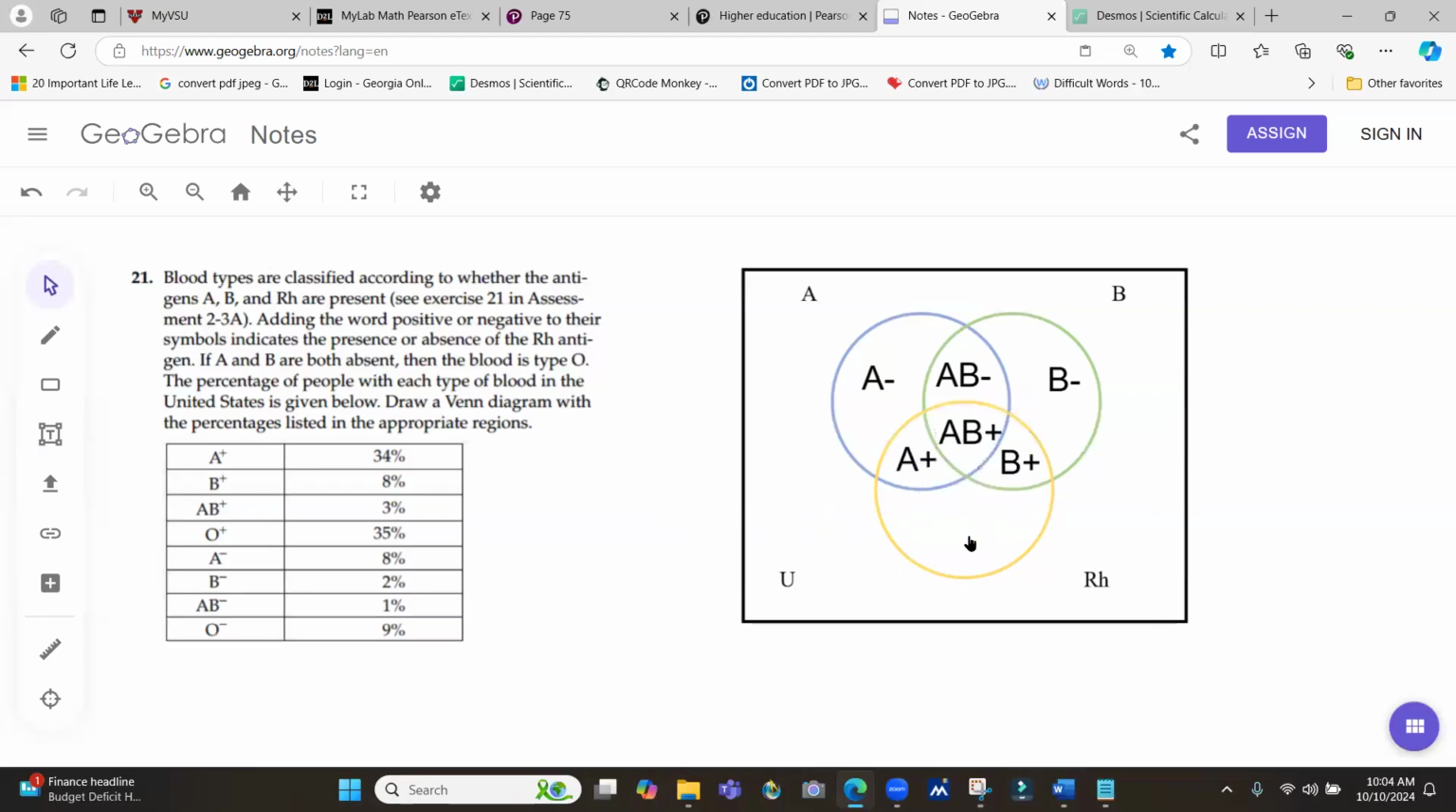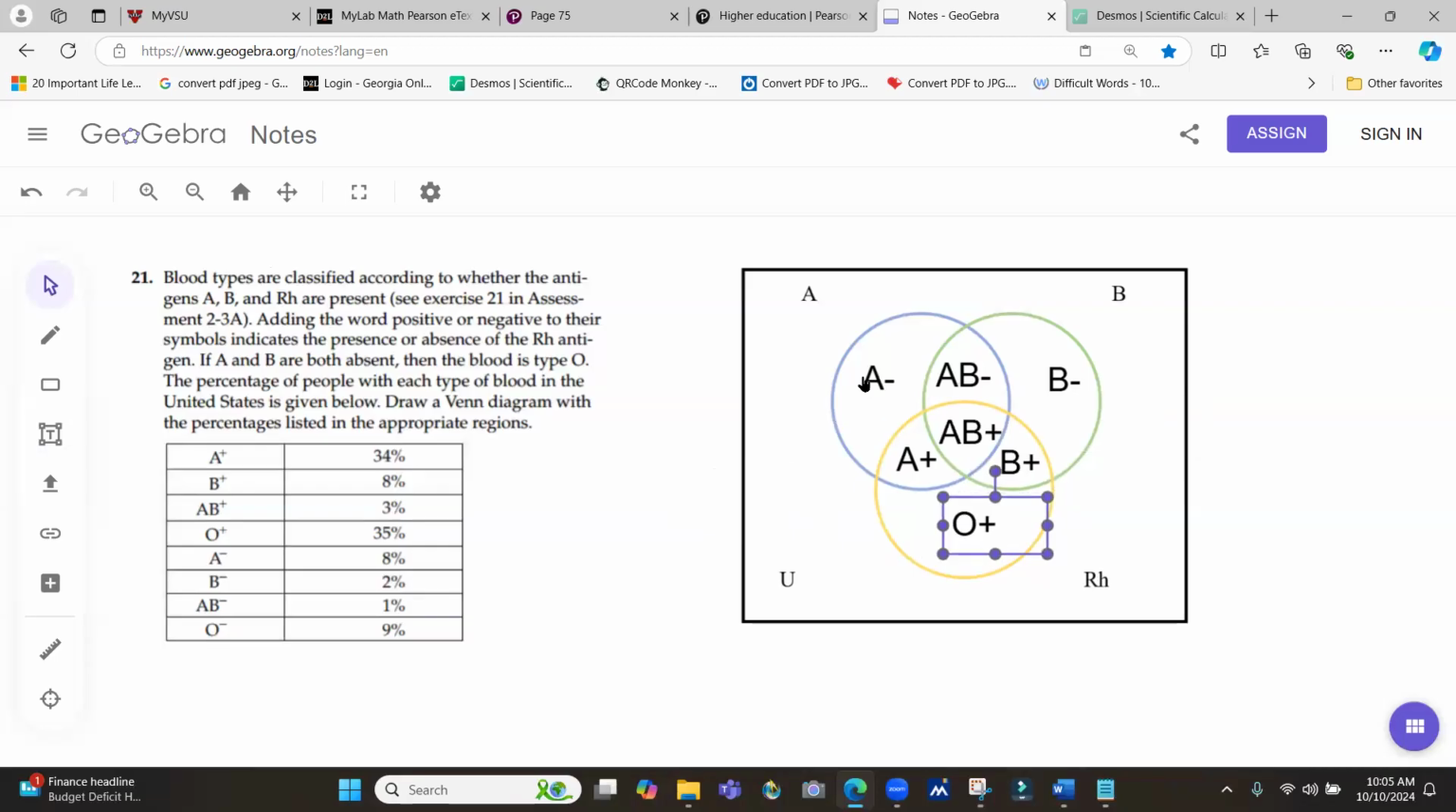Now, how do we do this guy? They don't have A, they don't have B. How do we label them? Well, we introduce zero. We say O. We say, if you're outside A and B, inside Rh, you're O. And sorry, you're O positive. Positive because you're in the Rh circle.